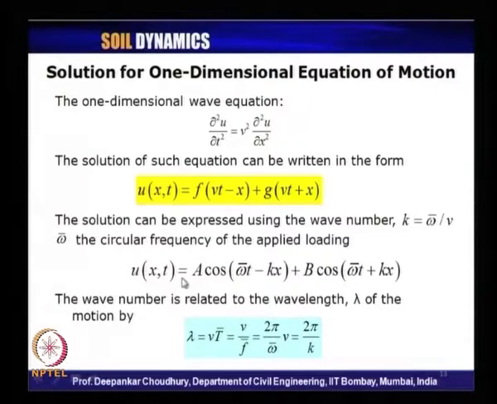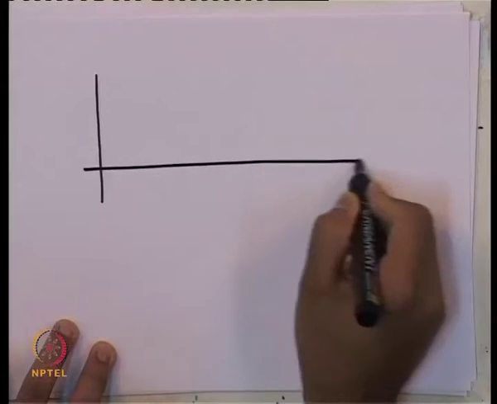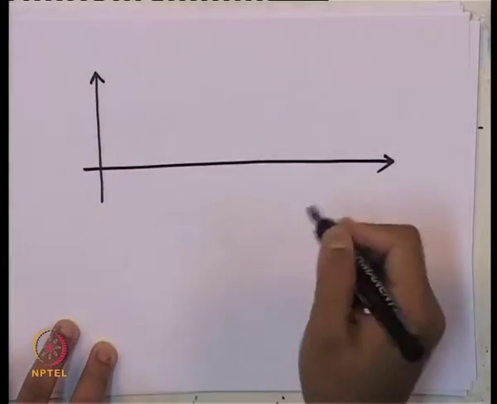So, this solution can be represented in this format in terms of wave numbers, and these a and b constants again can be obtained using the initial conditions given to us. The wave number is related to another parameter, which is known as wavelength. It is generally denoted by the symbol lambda of the motion. If I want to simplify this for you, let me draw it here. It will simplify the understanding of our system.